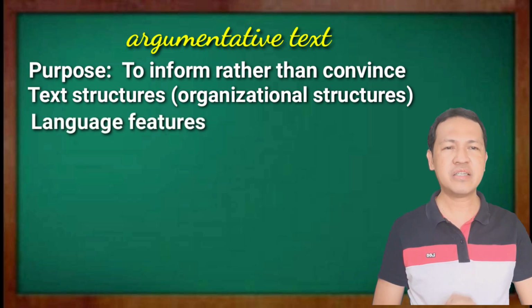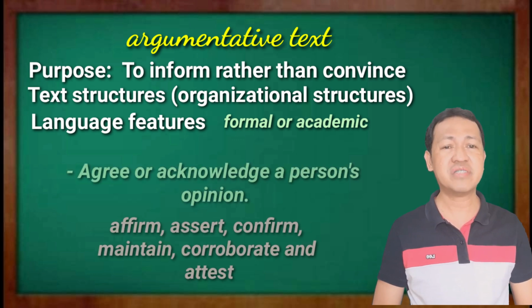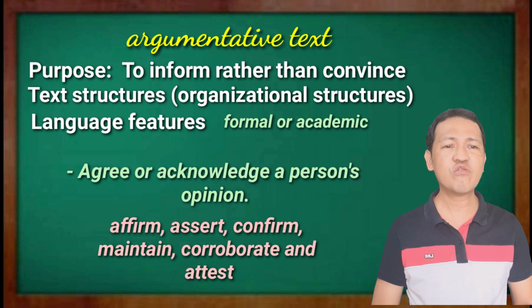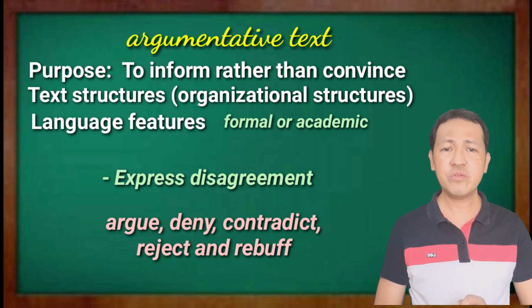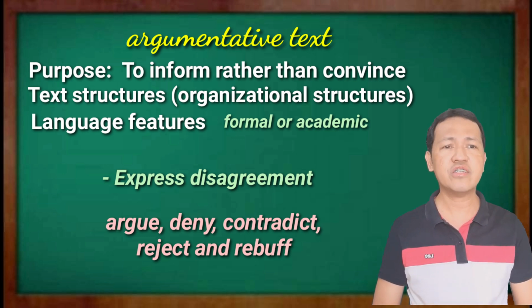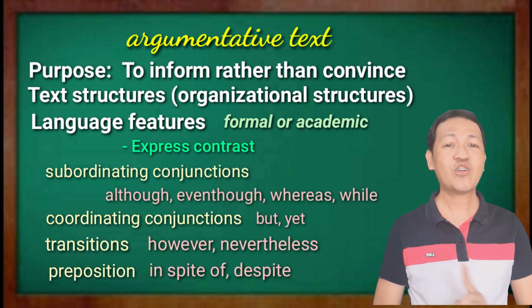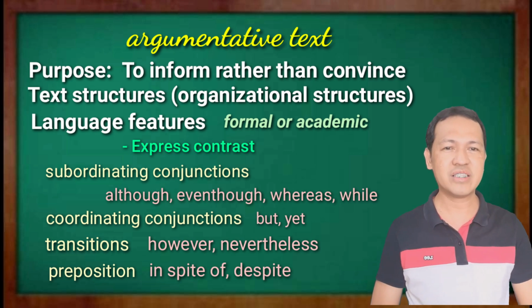The language used in argumentative text is formal or academic. There are specific words used in argumentative text, such as those that are used to agree or acknowledge someone's opinion, like affirm, assert, confirm, maintain, corroborate, and attest. There are also words that express disagreement, such as argue, deny, contradict, challenge, reject, and rebuff. You'll also see subordinating conjunctions, coordinating conjunctions, transitional words and prepositions that express disagreement while acknowledging someone's opinion. These are some of those words that express contrast.